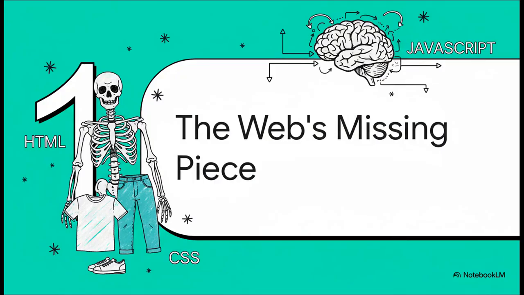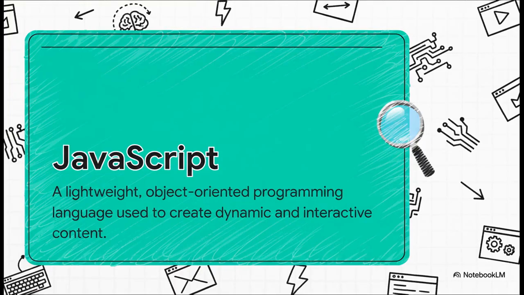The thing that actually breathes life into that mannequin? That's JavaScript. If HTML is the skeleton and CSS is the clothes, then JavaScript is the brain, the muscles, the nervous system. It's the part that lets the website react, respond, and actually interact with you. So what is JavaScript, really?